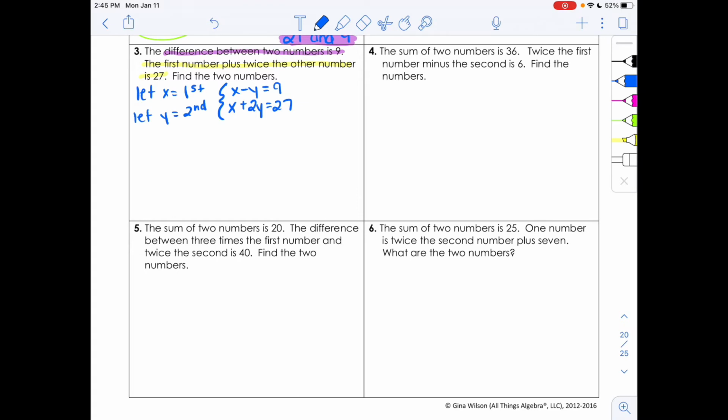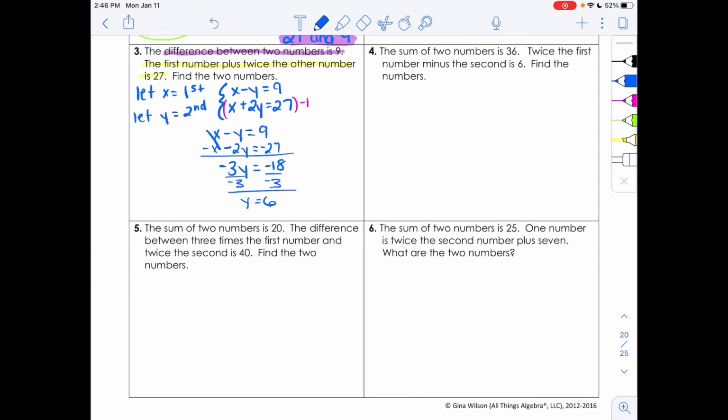And to use elimination, I'm going to multiply this second equation by -1. This isn't going to change my first equation, but it does change every term in my second equation to -x minus 2y equals -27. Doing this, I eliminate my x's. -y minus 2y is -3y, equals 9 minus 27 is -18. Divide both sides by -3, and I get that y equals 6.